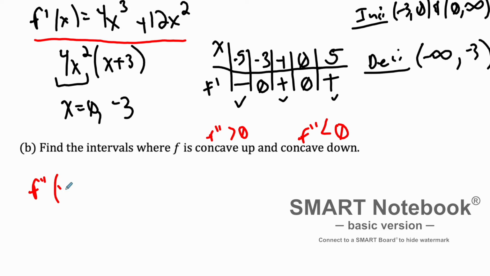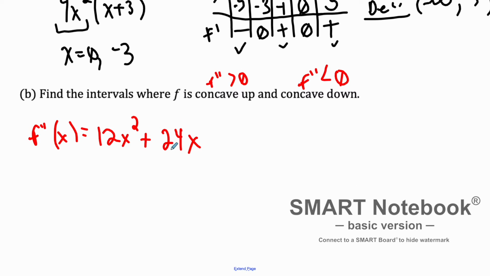So the second derivative: bring down the 3. 3 times 4 is 12. Subtract by 1, so 12x squared. Plus 2 times 12 is 24. Subtract by 1, we get 24x. All right, so there is your second derivative. I'm going to clean up that plus sign. It looks kind of funny. So there's your second derivative.